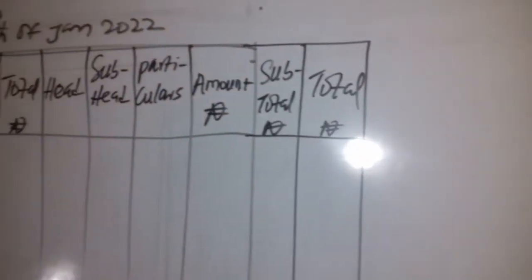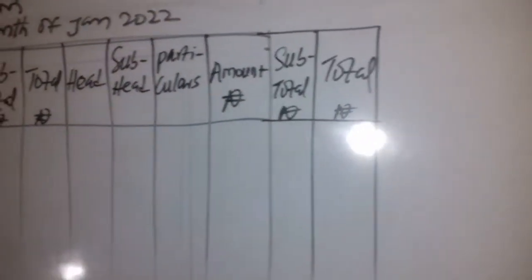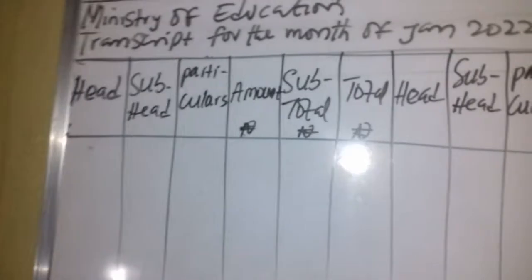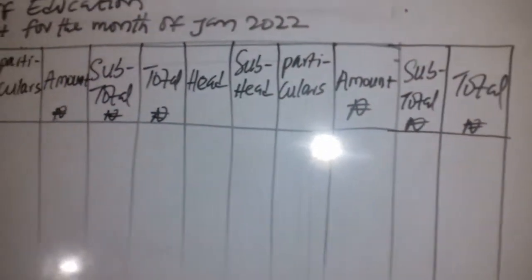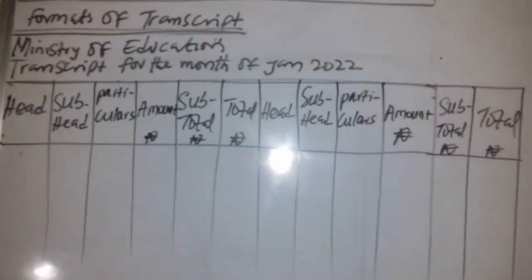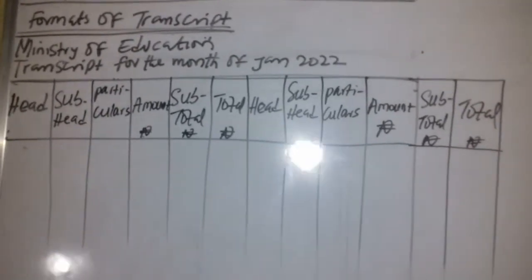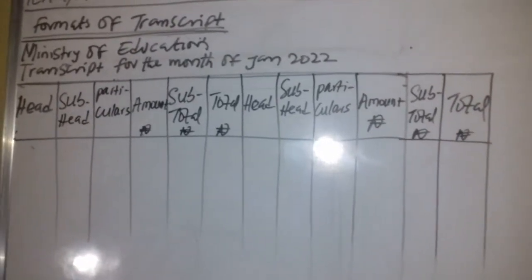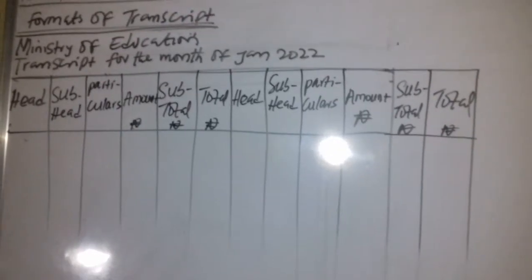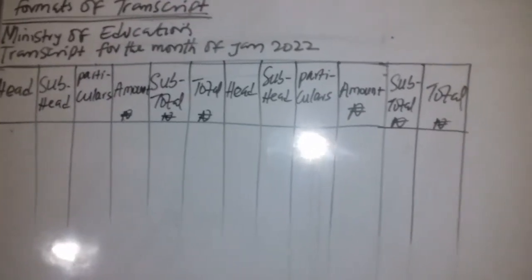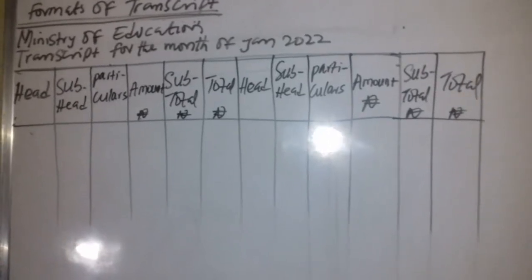Take note that the first side is the debit side and the other is the credit side. Again, it can be called the receipt side and the payment side. I've told you that a transcript is either defined as a receipt and payment account or an income and expenditure account. Let's quickly look at how to prepare a voucher and we close.